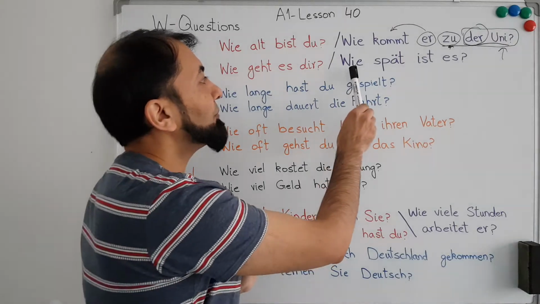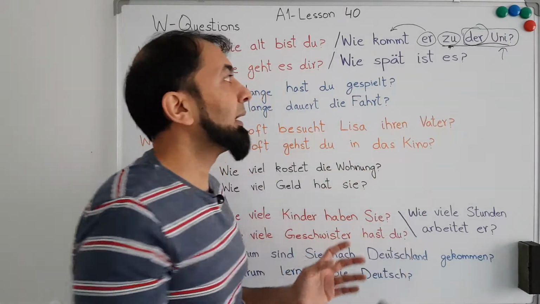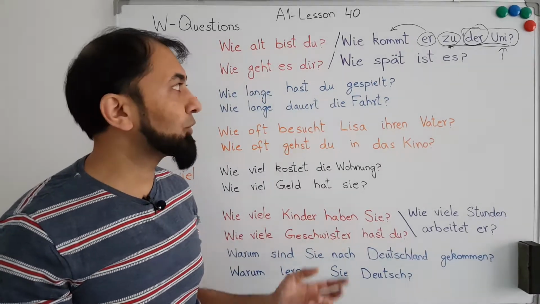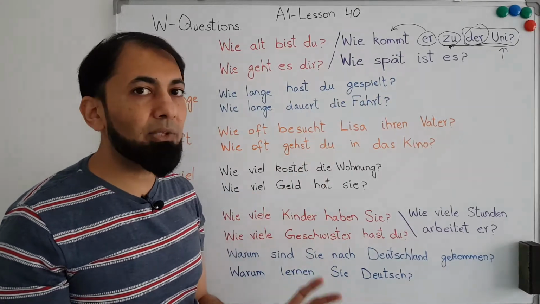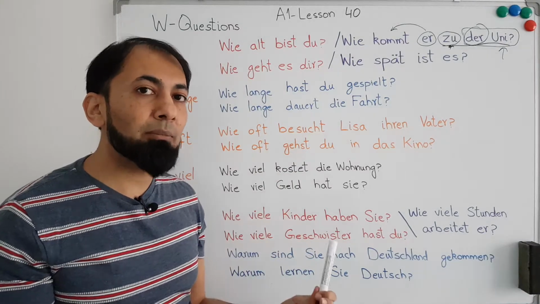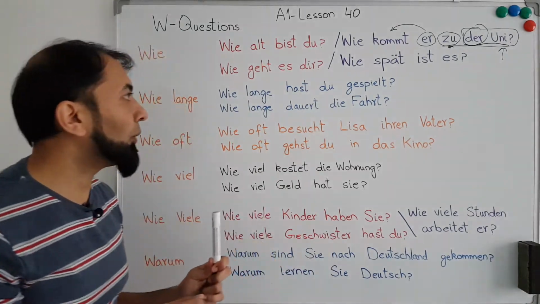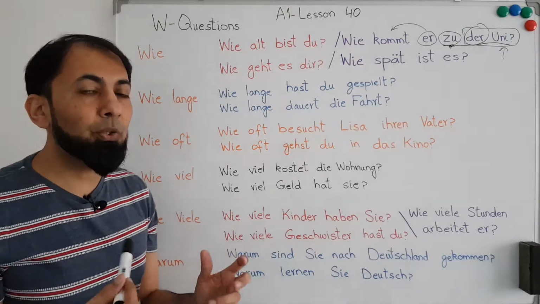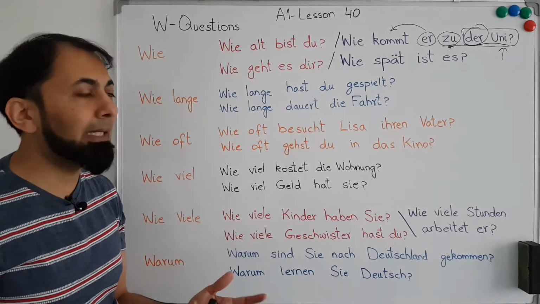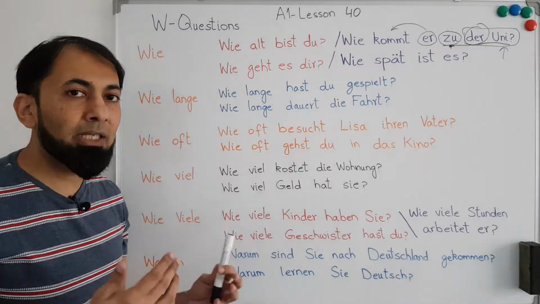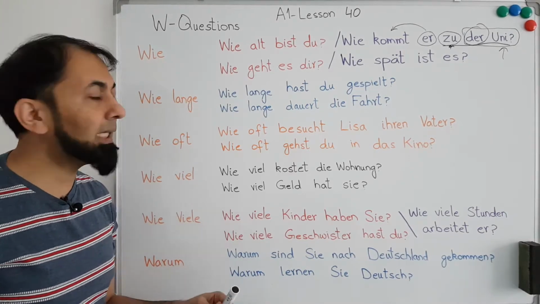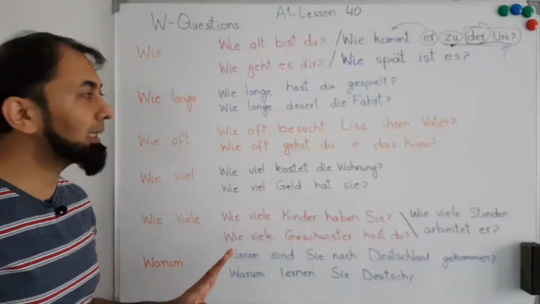Next example is: Wie spät ist es? This question you can ask to ask the time. What time is it? So in this particular sentence we are using wie in the meaning of what. In the earlier examples we have seen that wie means how. Now there are certain words in the German language which you can combine with wie, and then it becomes a question word again, like we have in the English language: how long, how often, how much, how many. So all these variations I have listed here.